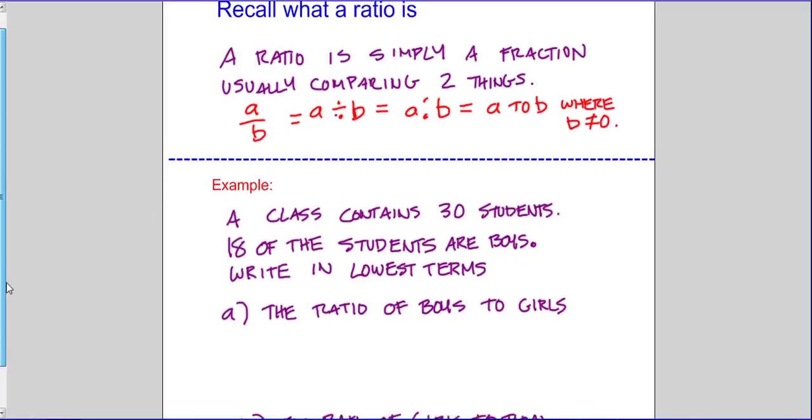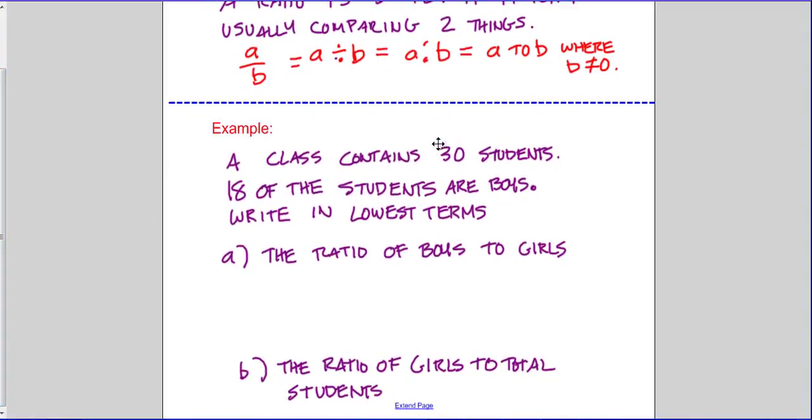So for example, a class contains 30 students. 18 of the students are boys. Write in lowest terms the ratio of boys to girls. Well, if there's 18 boys and 30 students, that means there would be 12 girls.